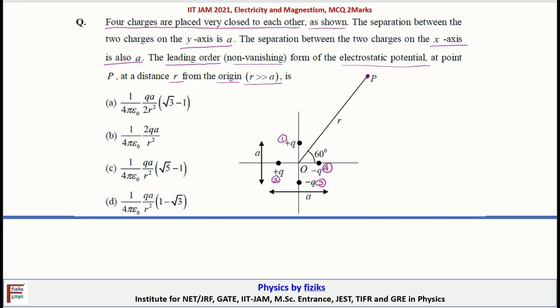So in this case we will use the multipole expansion method, and we will find Q mono. Q mono is what we call the monopole moment, that is the total charge of the configuration. So we have 4 charges: the first charge is plus Q, the second charge is plus Q, the third charge is minus Q, and the fourth charge is minus Q. So that is 0.